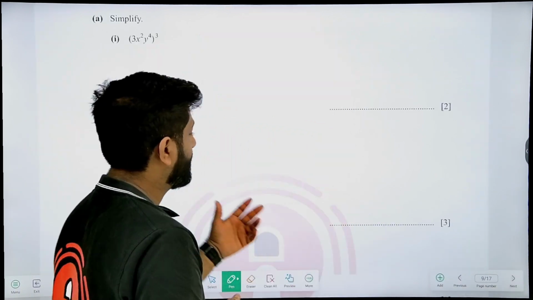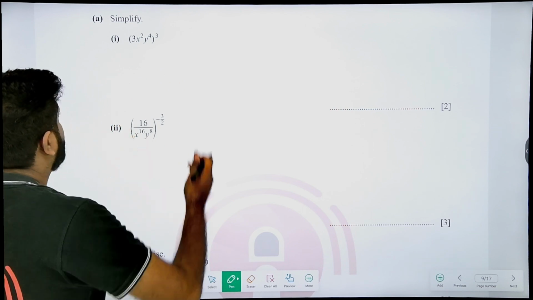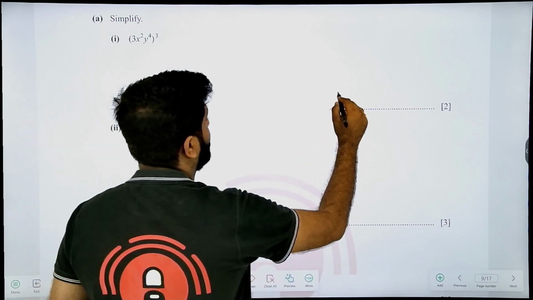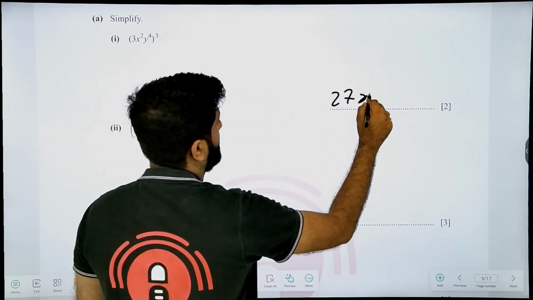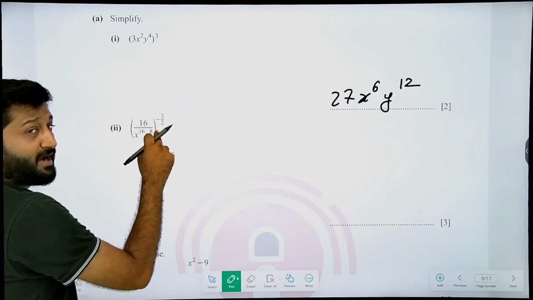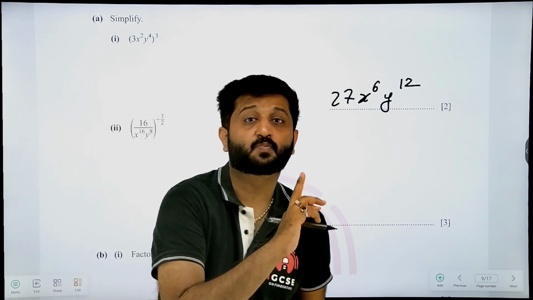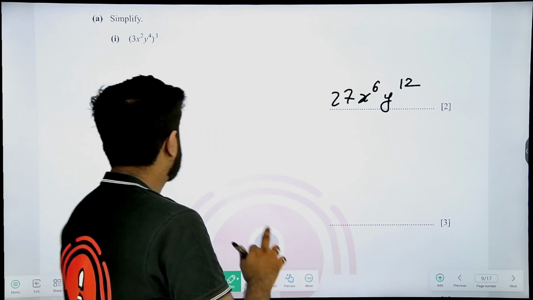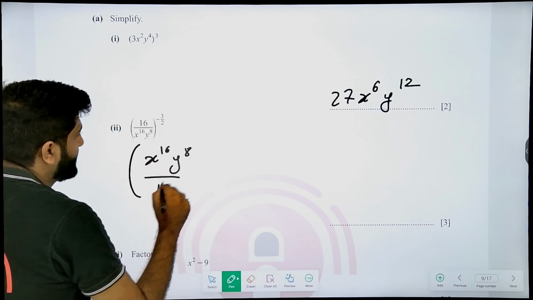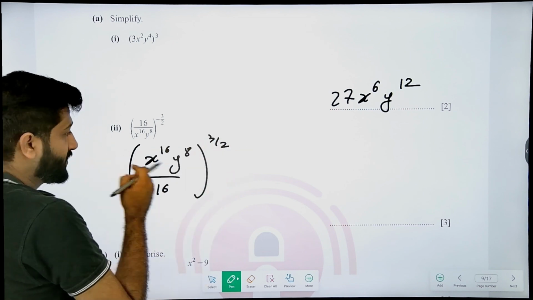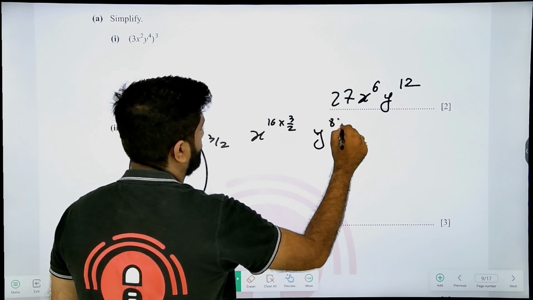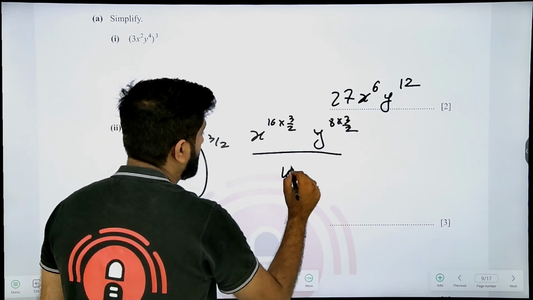Right, going to the next question. Again, simplify this further. Now we know that the power has to be applied to all the terms. So you have 3 power 3, that is 27, into x power 6 into y power 12. Again, you have negative 3 by 2. What I'll do first is convert the power to positive. How do you convert the power to positive? Just flip the term. So now this is power 3 by 2. I'll have to apply power to all the terms. Please do not forget that.